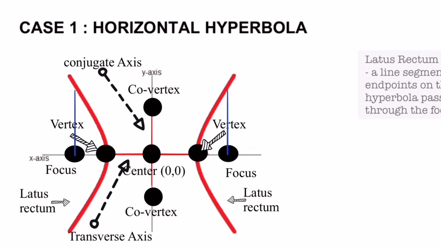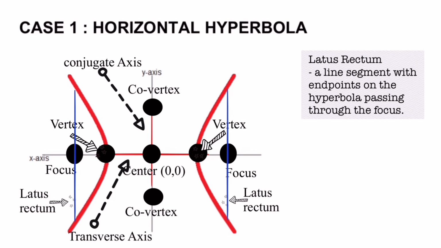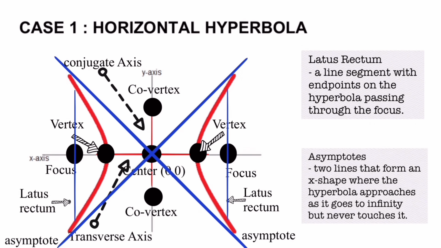Another part is the latus rectum. This is the line segment with endpoints on the hyperbola and it passes through the focus, and there are two of them for each side. The next part are the asymptotes. These are the two lines that form an X shape where the hyperbola approaches but never touches it. We call them again asymptotes.